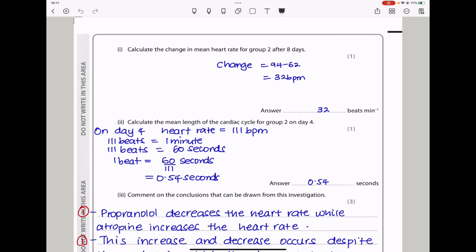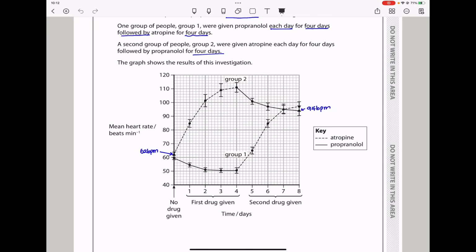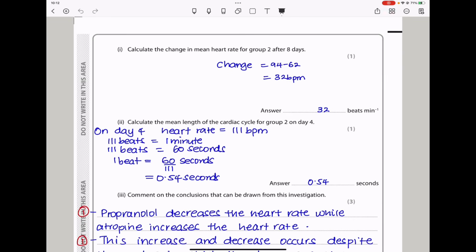And next they say calculate the mean length of the cardiac cycle for group 2 on day 4. So if we go back on day 4, we can see the mean heart rate is about 111 beats per minute. So we have 111 beats in 1 minute. We know 1 minute is 60 seconds. So this is going to be the same 111 beats in 60 seconds.